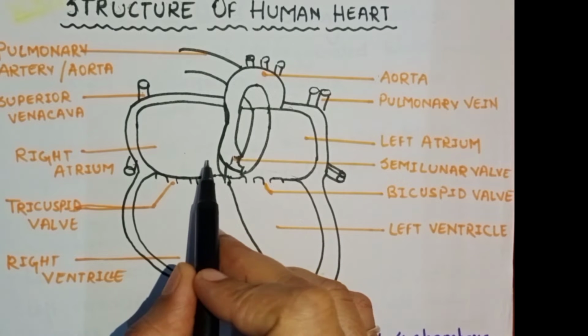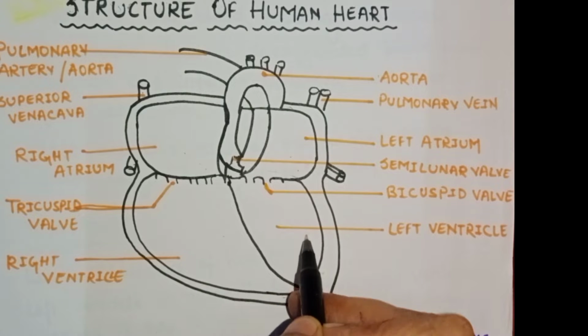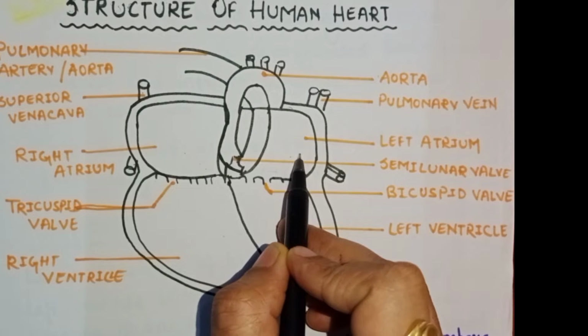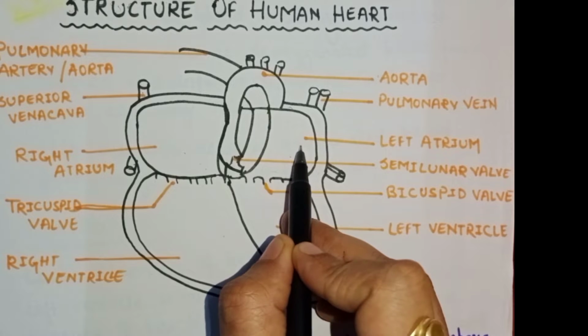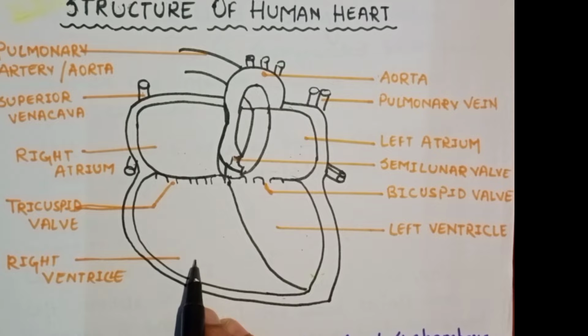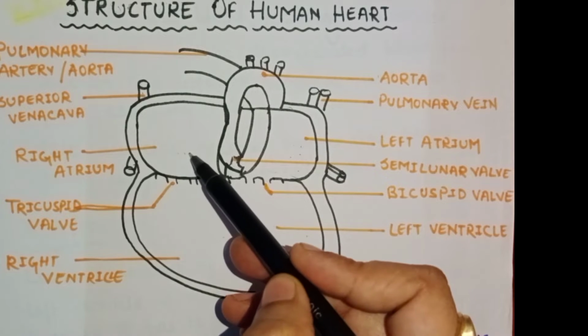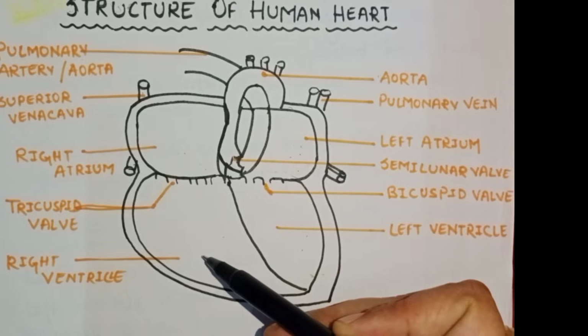It consists of 4 chambers, two auricles and 2 ventricles. Auricles are also called as atriums or atria. The left atrium and the right atrium, and the left ventricle and the right ventricle. The left atrium opens into the left ventricle and the right atrium opens into the right ventricle.